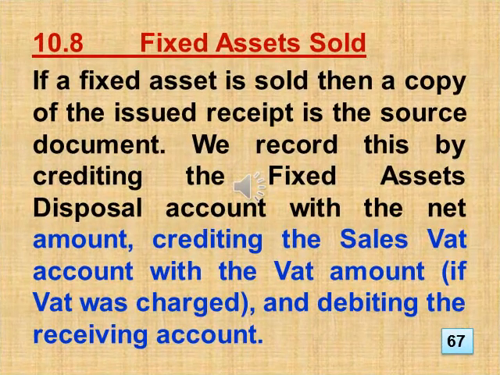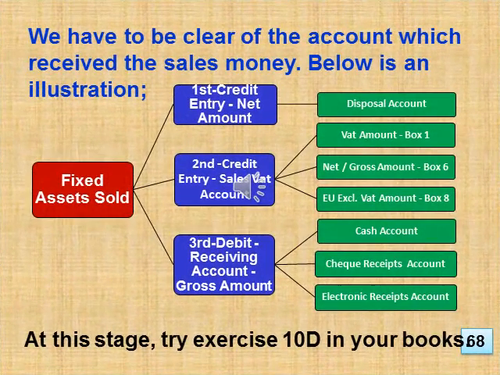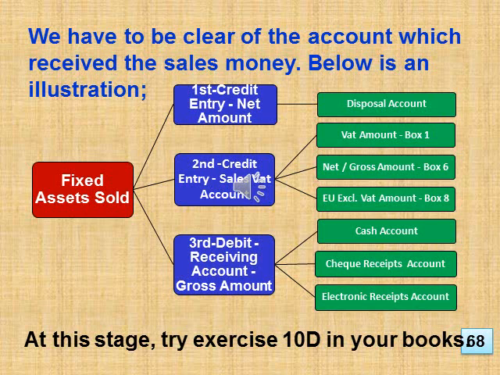Section 10.8. Fixed assets sold. If a fixed asset is sold, then a copy of the issued receipt is the source document. We record this by crediting the fixed assets disposal account with the net amount, crediting the sales VAT account with the VAT amount if VAT was charged, and debiting the receiving account. We have to be clear of the account which received the sales money. Next is an illustration of the possible double entry. The recording for fixed assets sold.